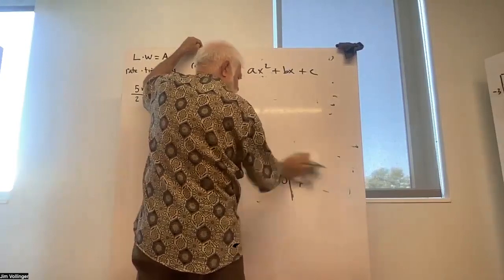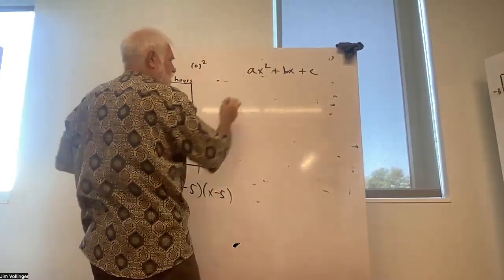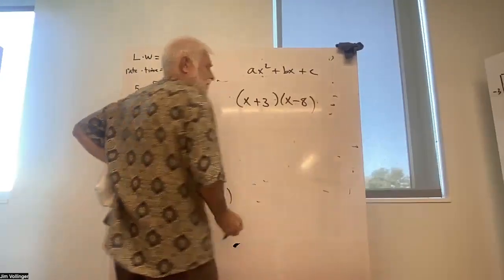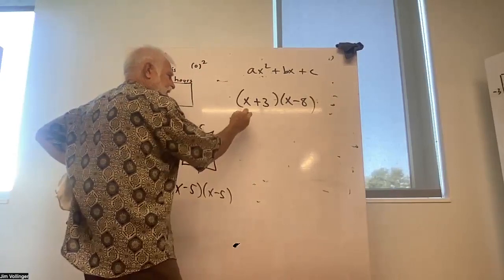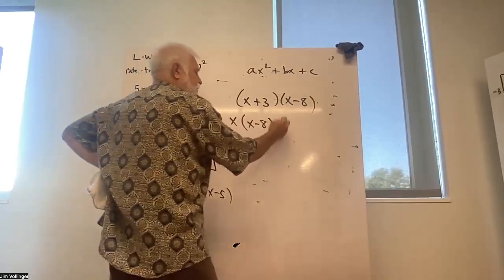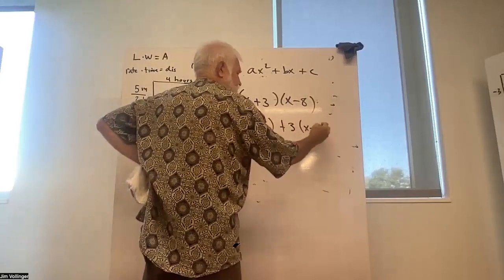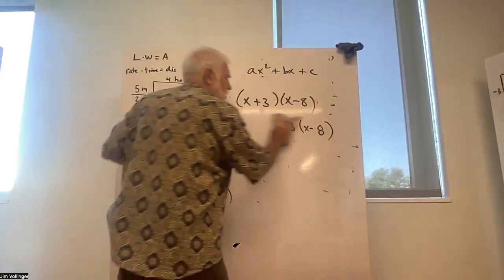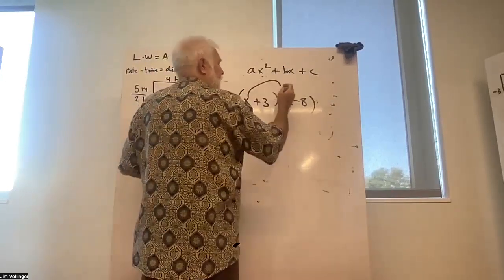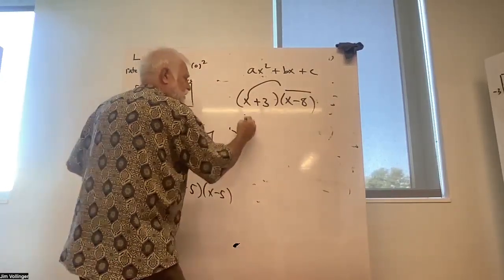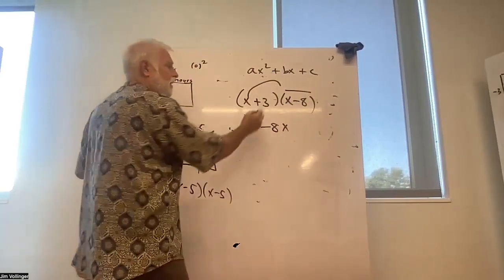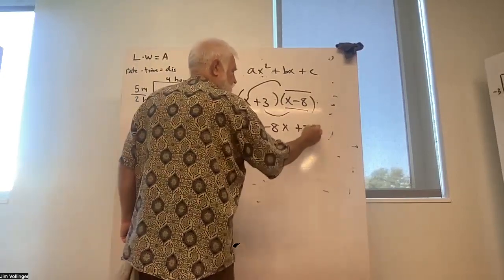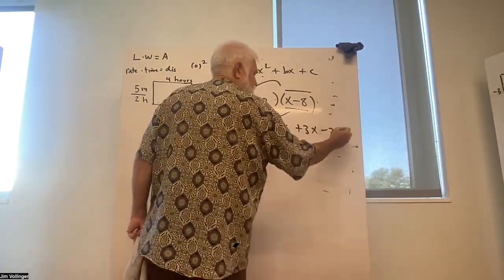All right, so what else do we have? Well, we got to figure out how to do the FOILing process. x plus 3 times x minus 8. All right? And that's the same thing as x times (x minus 8) plus 3 times (x minus 8). You don't have to do that out. You could simply go here and say, well, I'm doing x times both of these things. All right, that's x squared minus 8x. Then I'm doing 3 times both of these things. 3 times x is 3x, and 3 times minus 8 is minus 24.